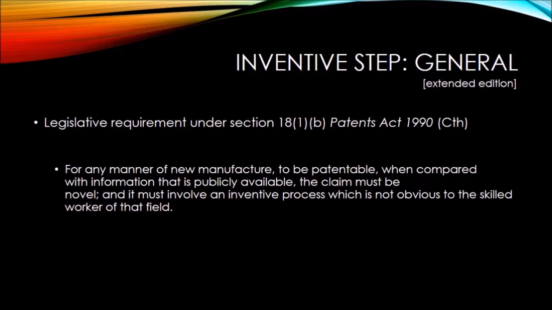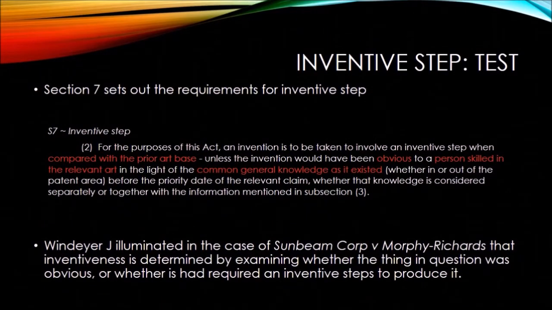Section 7 of the Patents Act defines inventive step. Would the invention have been obvious to a person skilled in the relevant art when compared to the common general knowledge as it then existed? Windeyer J illuminated in the case of Sunbeam Corp and Morphy Richards that inventiveness is determined by examining whether the thing in question was obvious or whether it had required an inventive step to produce it.